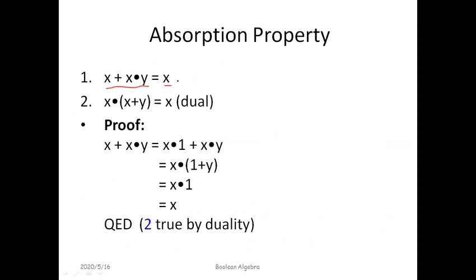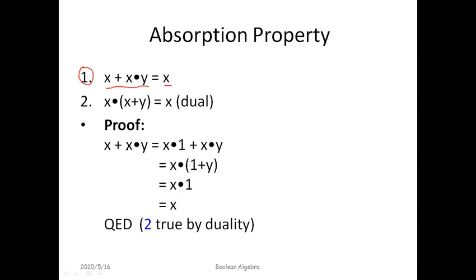Then using the duality property, you find the second expression, which is x dot, where the plus is converted into a dot. So the plus is converted into a dot, but it still gives the same answer. So this dot was just converted from a plus, and this plus was just converted from a dot. So let's prove the first property. Let's prove it.